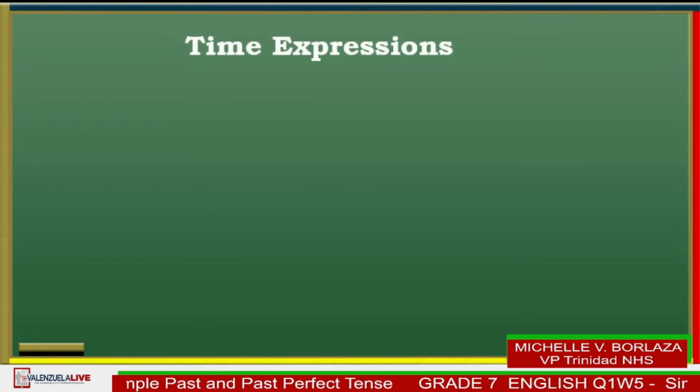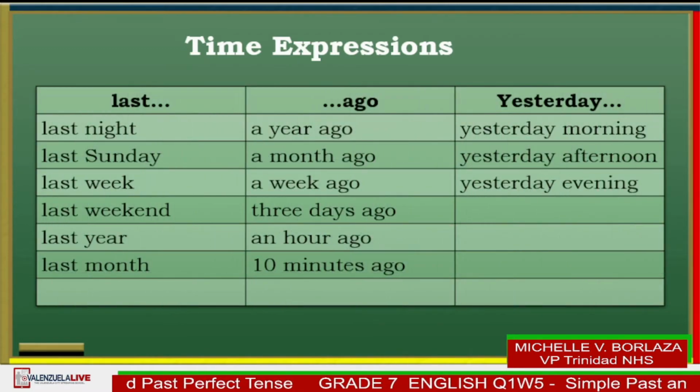Here are the time expressions that you can use for simple past tense. We have last night, last Sunday, last week, last weekend, last year, last month. We can also use a year ago, a month ago, a week ago, 3 days ago, an hour ago, or 10 minutes ago. We can also use yesterday morning, yesterday afternoon, or yesterday evening to express simple past tense.